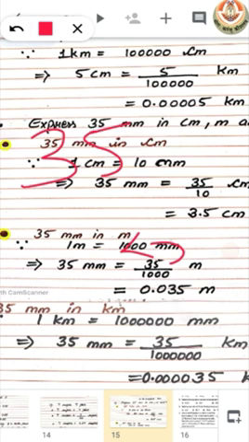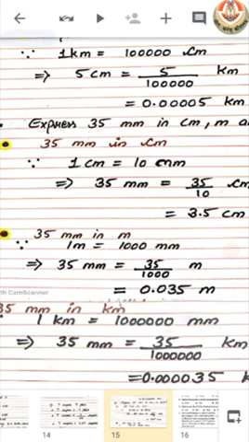Now to convert 35 millimeter into kilometer, we should know the difference between 1 kilometer and millimeter. We know that 1 kilometer is equal to 10 lakh millimeter. So we have to divide 35 by 10 lakh to get our answer. When we divide 35 by 10 lakh, we get the answer 0.000035 kilometer.